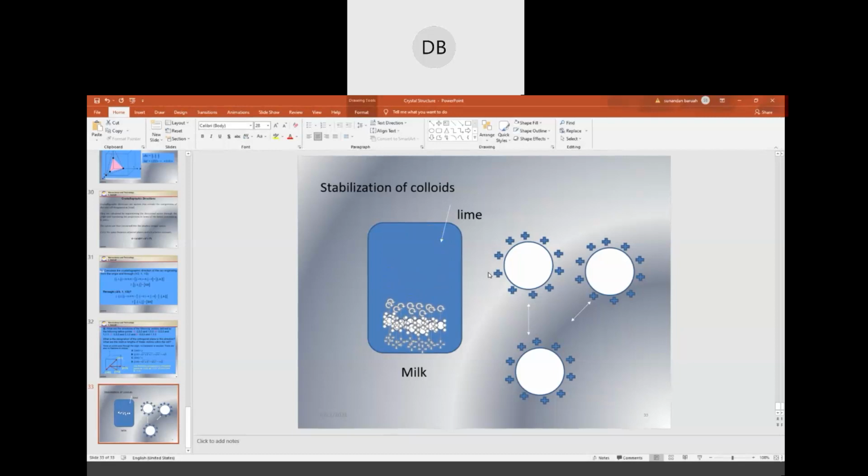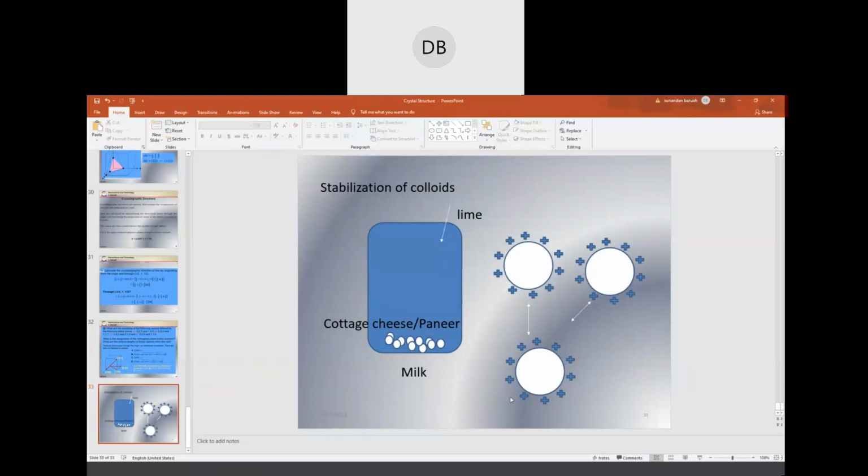All right, all will settle down at the bottom. And then we are getting what we call cottage cheese, or in our own words, paneer. Fine. So we are making paneer that way. The same thing happens with our artificially synthesized nanoparticles also.